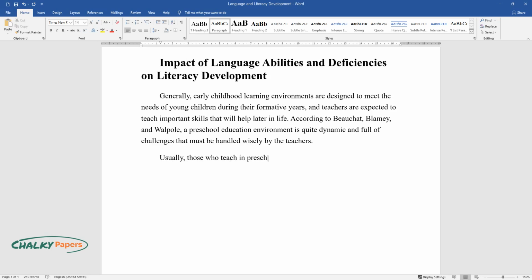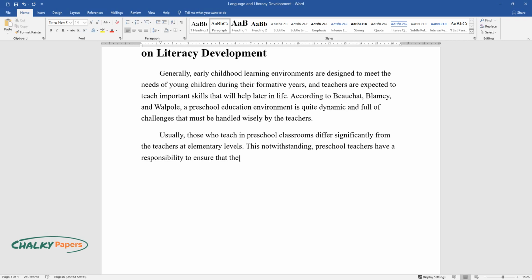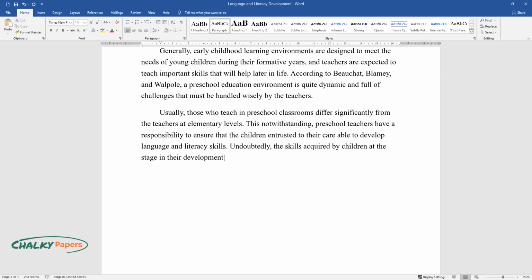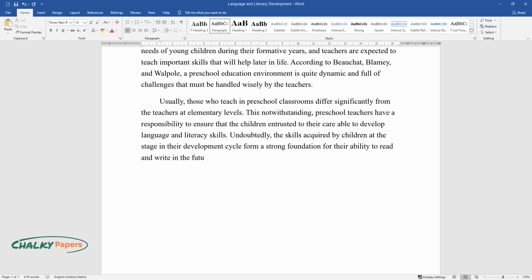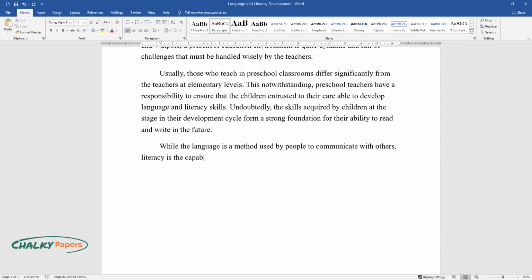Usually, those who teach in preschool classrooms differ significantly from the teachers at elementary levels. This notwithstanding, preschool teachers have a responsibility to ensure that the children entrusted to their care are able to develop language and literacy skills. Undoubtedly, the skills acquired by children at this stage in their development cycle form a strong foundation for their ability to read and write in the future. While language is a method used by people to communicate with others, literacy is the capability of an individual to read and to write.